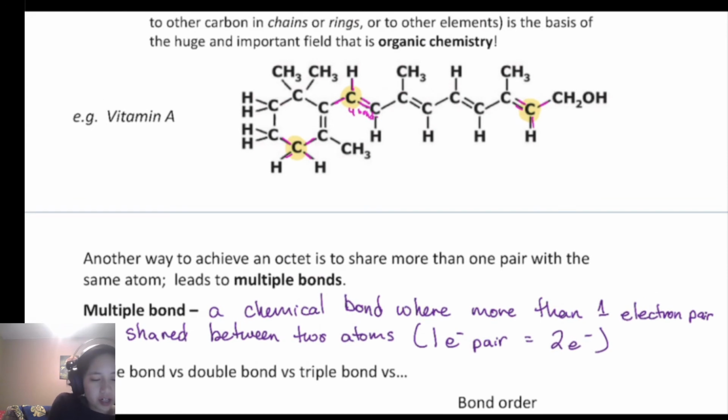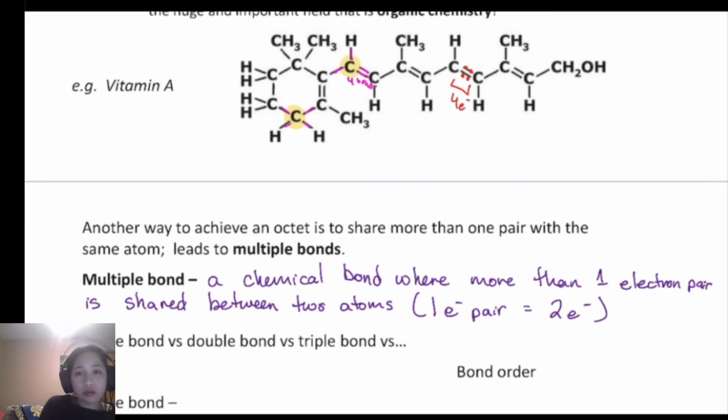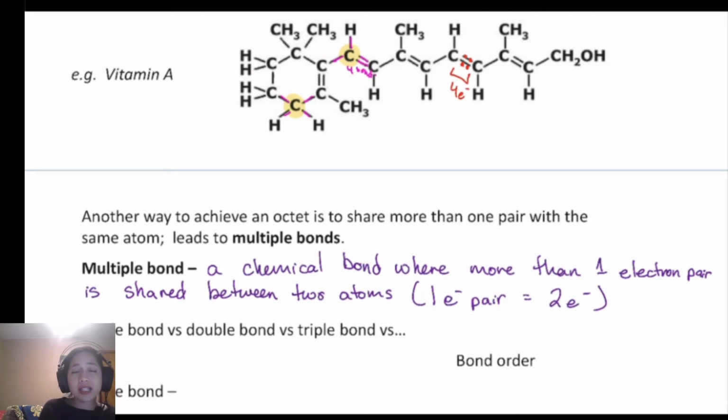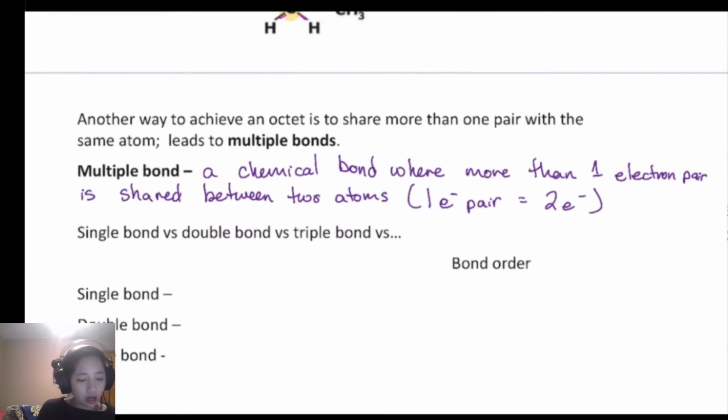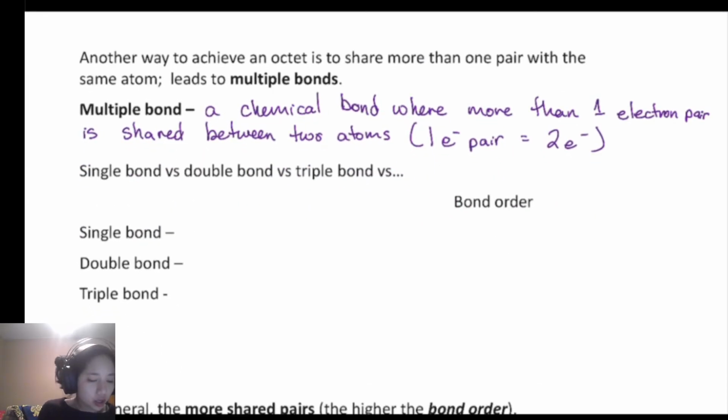So if we look at our vitamin A example, and look at one of these double bonds, this double bond right here, there are two electrons in half of the double bond and then two electrons in the other. So a double bond is literally like two single bonds. There's a total of four electrons involved in that bond. So you can just imagine if we had a triple bond that there would be six electrons involved in that entire triple bond. So again, an electron pair or one bond is equal to two electrons.